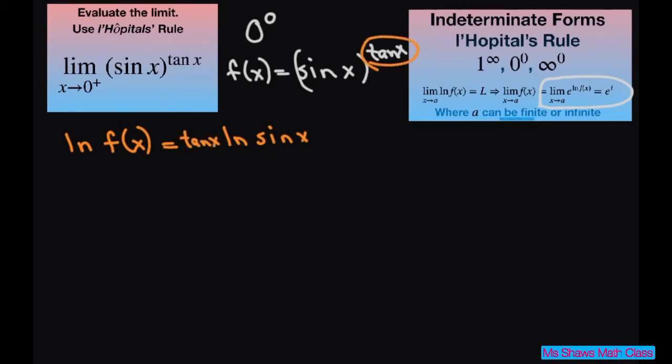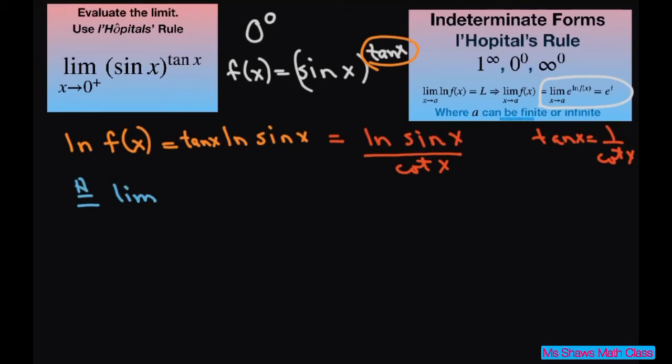Now to get it into a form where I can use L'Hopital's rule, I'm going to write this as ln of sine of x divided by cotan of x, because tan of x equals 1 divided by cotan of x. Now it has a form that I can use L'Hopital's rule. So let's do that. Take the limit as x approaches 0 from the right.